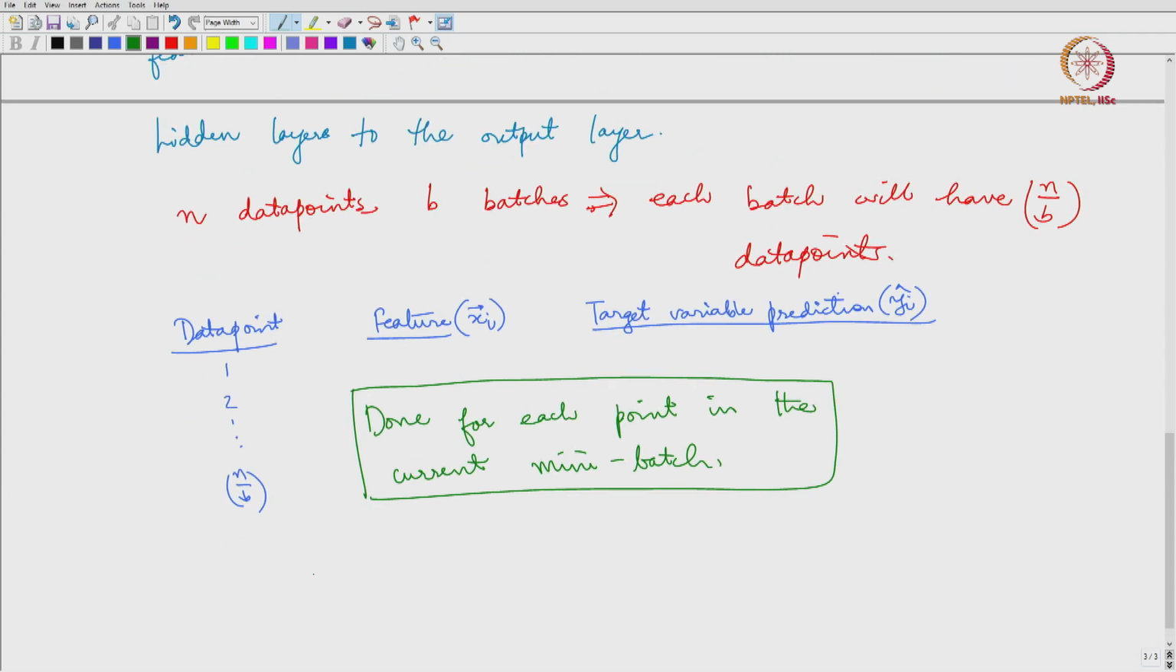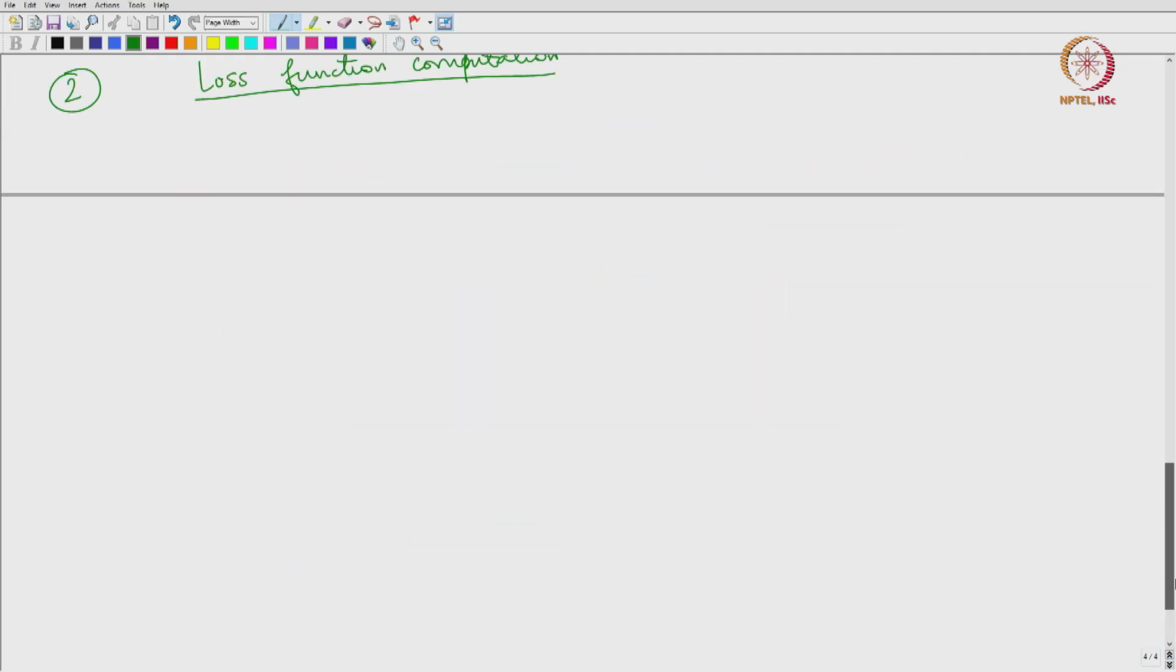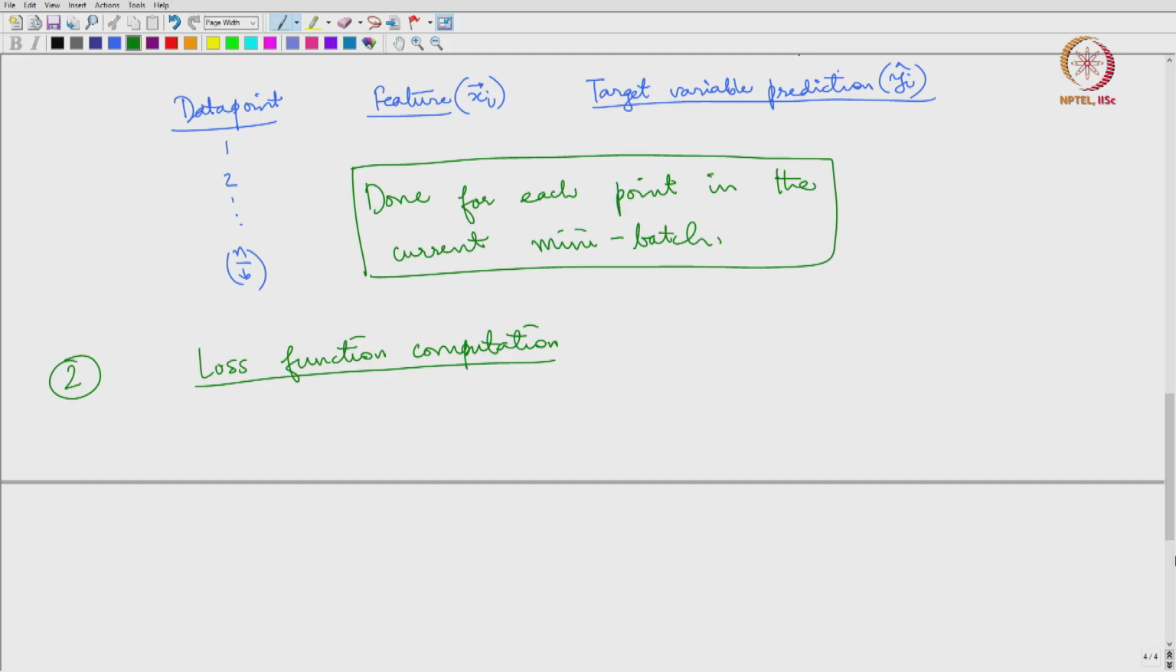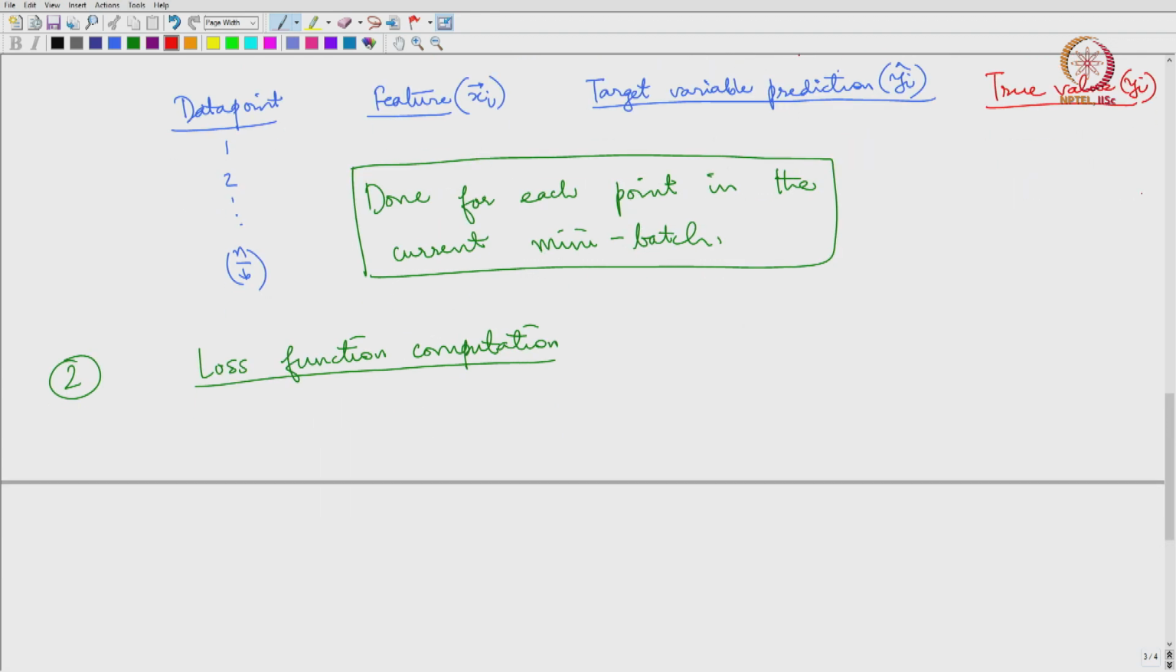Once this is done, obviously you can compute the loss function. So, the second step in the training process is the loss function computation. Once you have done a forward pass, or forward propagation, for each data point in the mini batch, you will have the target variable prediction for every data point, and of course you also have the true values available for every data point, and from these true values you can compute the loss function.